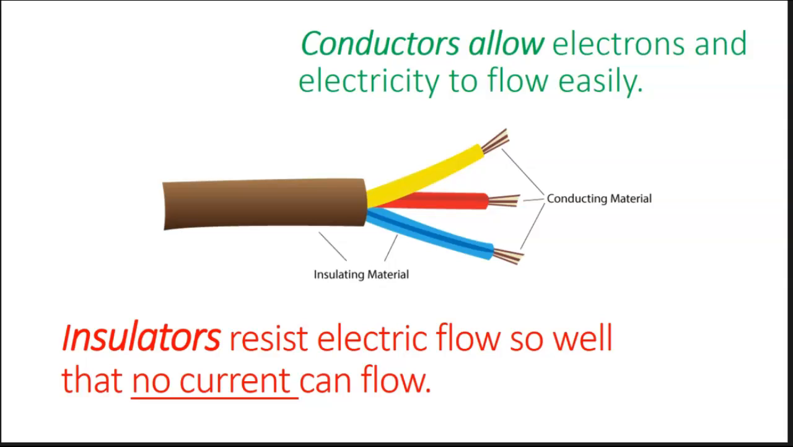Or in your own case, think about the power cord to your hairdryer. The copper wires cut in the middle carry the electrons, but the rubber coating on the wire protects us by acting as an insulator. Thank goodness for insulators.